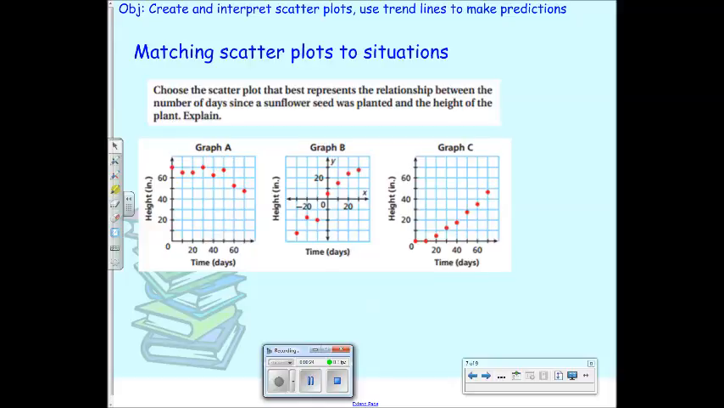So in this first example, it says choose the scatter plot that best represents the relationship between the number of days since a sunflower seed was planted and the height of the plant. So before you even look at those graphs, tell me what you would assume would be the correlation between those two pieces of data. So again, the number of days since the sunflower seed was planted and the height of the plant. Alejandro, what are you thinking? Why?